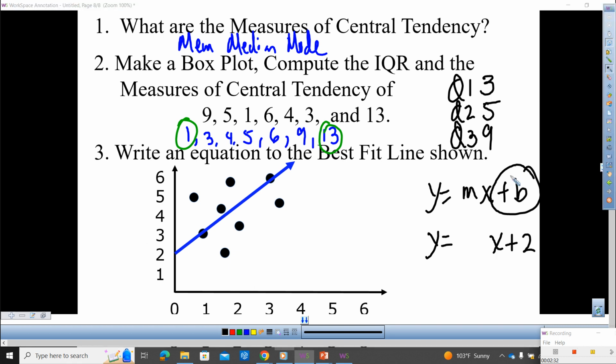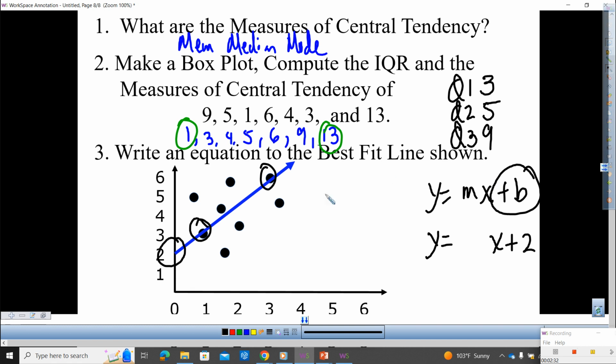Let me pause this so I can hear this out. What points did you use, Eric? The ones on the line. So he used (1, 3) and (3, 6). All right. Who used this one and the y-intercept? Did anybody use those? Okay.